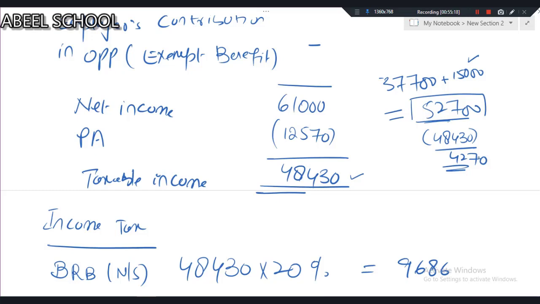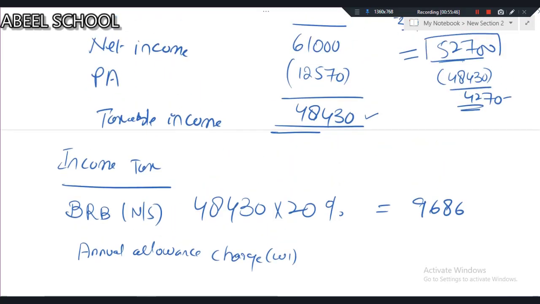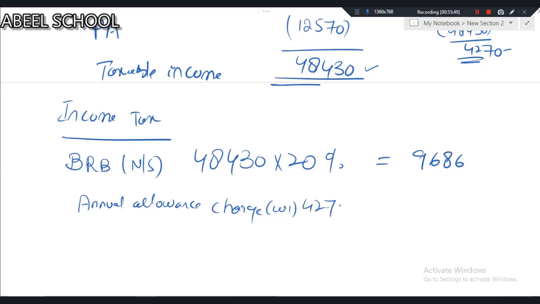In basic rate band, we still have a limit of 4,270. On this 4,270, the applicable tax rate is 20%. Now we are charging tax on annual allowance charge. Working one. 4,270 into 20%. I'm getting 854. Now listen and listen carefully.